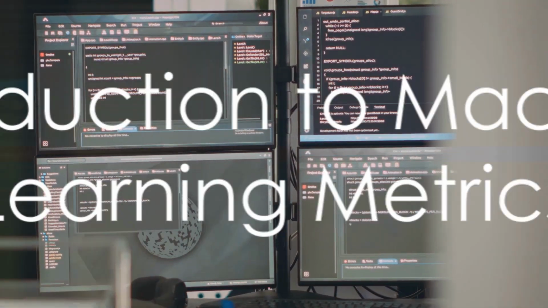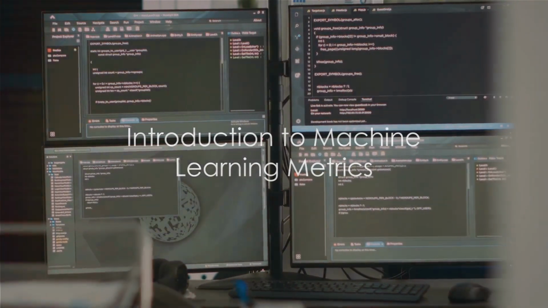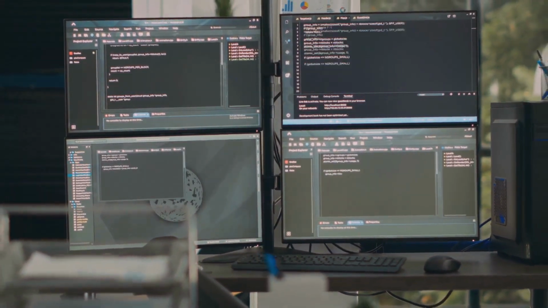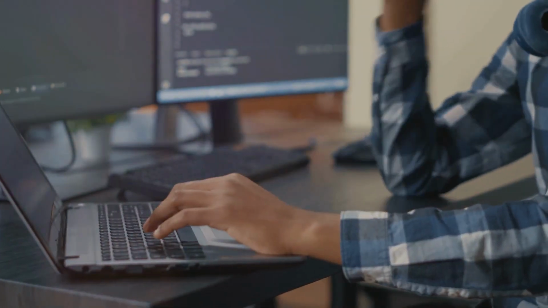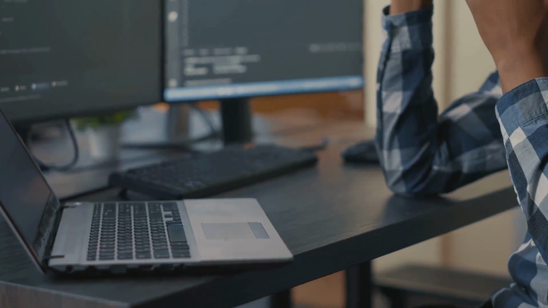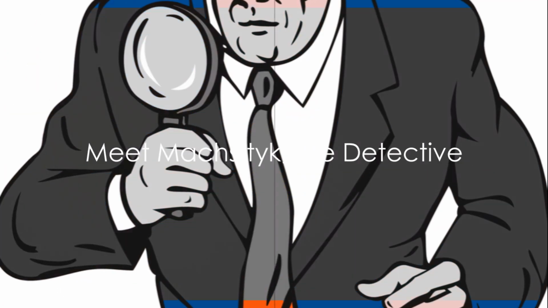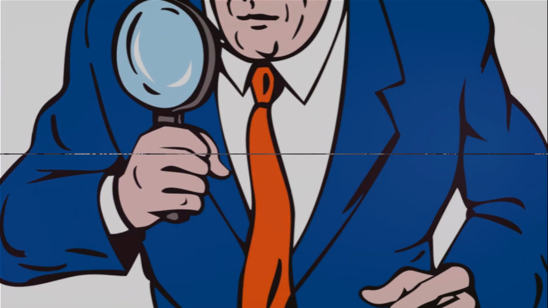In the world of machine learning, there are several important metrics that help us evaluate the performance of our models. Today, we will dive into the differences between precision, accuracy, recall, and F1 score. Let's meet our character, Machsrtyk, who will guide us through this journey.